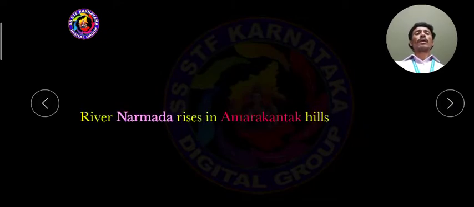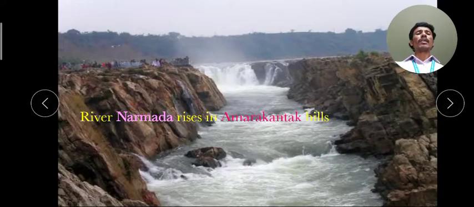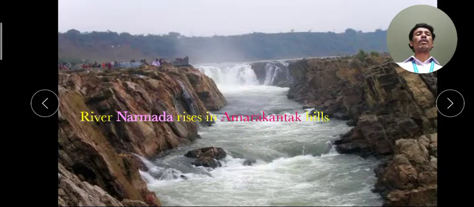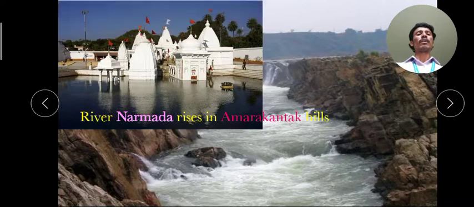River Narmada rises at Amarkantak hill station. See here, this is the hill station. Narrow gorge and marble gorge. Narrow gorge means the river flows between rocks, and marble means the rocks consist of marble. So that is the marble gorge. Here river Narmada rises in the Amarkantak hills.